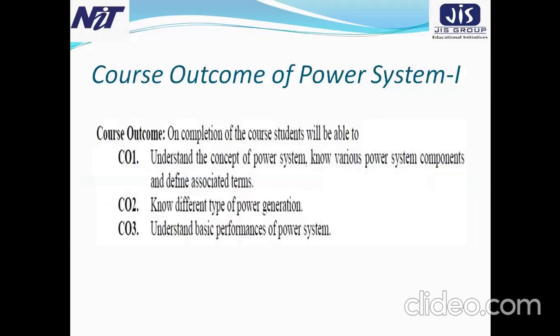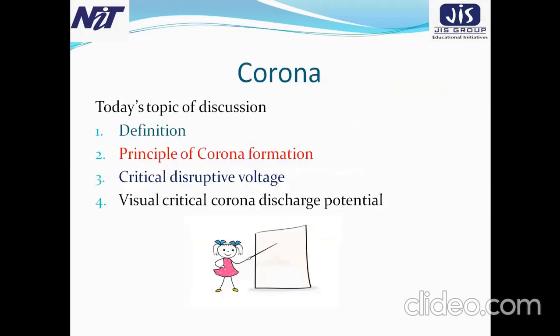These are the outcomes of this Power System 1 subject. In this subject, there are three outcomes: CO1, CO2, and CO3. Today's topic of discussion is Corona. The subtopics I'm going to talk about are, first, the definition, second, the principle of corona formation, and third, the critical disruptive voltage and visual critical corona discharge potential.